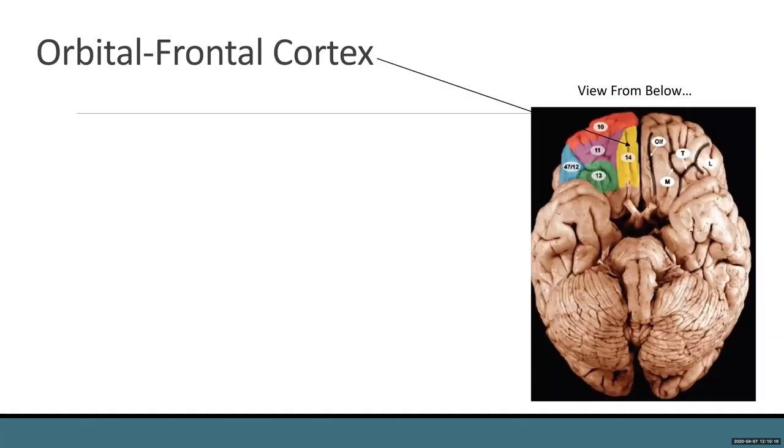So the orbitofrontal cortex is the bottom part, which is right here, and this is a view looking from below. If this is the brainstem here, becoming the spinal cord, we're looking up at the brain from below. This is the front, and this is the back, right? This area on the bottom of the frontal lobe is the orbitofrontal cortex. Now, this is a very important structure in OCD.